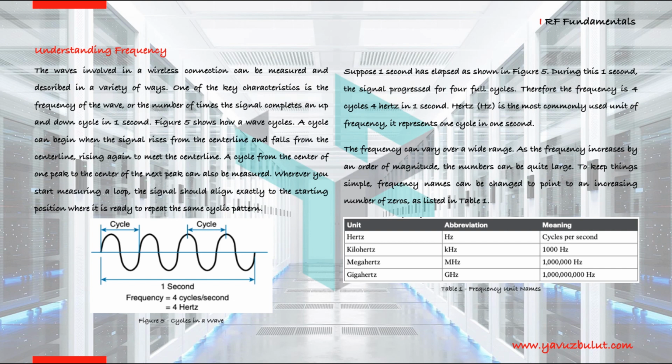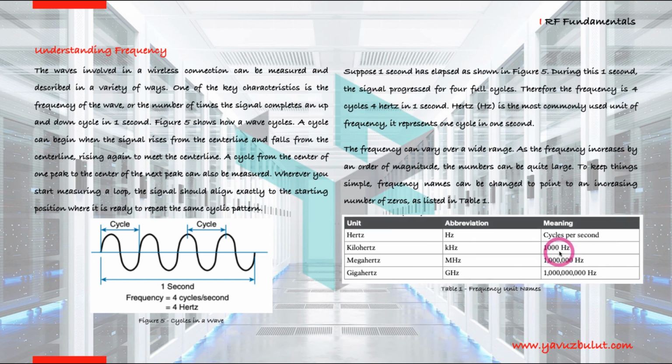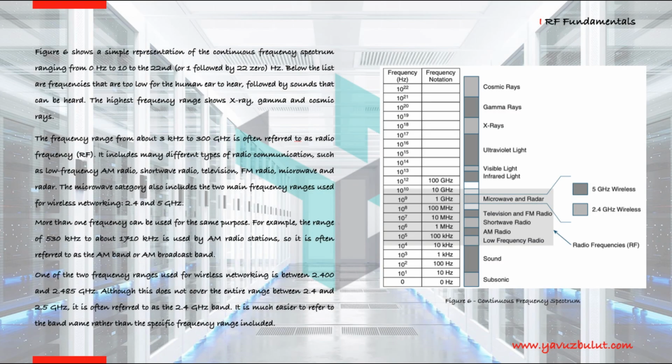To simplify things, as the numbers can be quite large as the frequency increases by order of magnitude, the names of the frequencies can be changed to point to an increasing number of zeros, as listed in Table 1 below. Here we can define 1000 Hz as 1 kHz, 1 million Hz as 1 MHz, 1 billion Hz as 1 GHz. Here, Figure 6 shows a simple representation of the continuous frequency spectrum ranging from 0 Hz to 10^22 Hz.